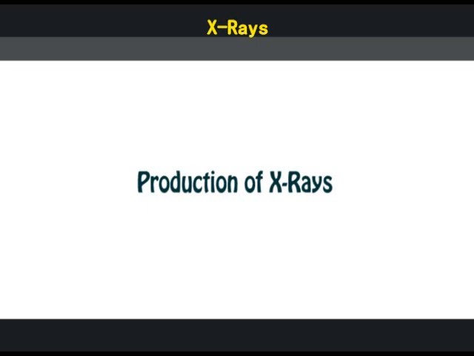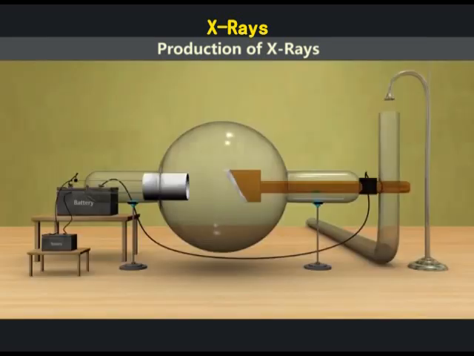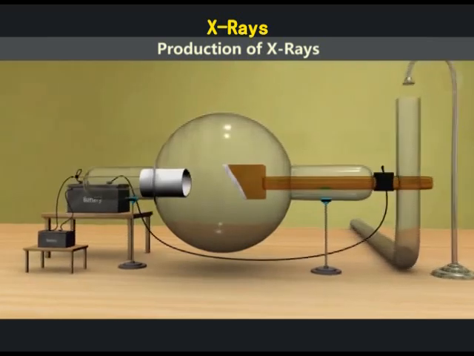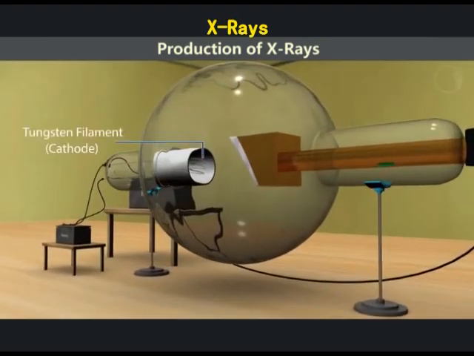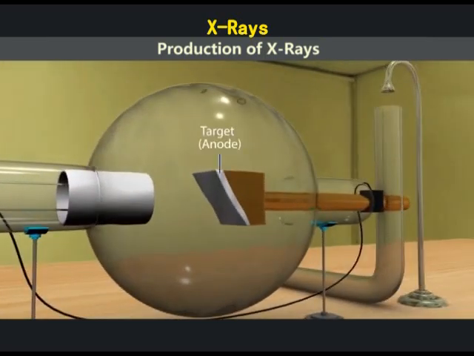In 1913, Dr. William Coolidge designed an X-ray tube for the production of X-rays. This tube is also called the Coolidge tube. It consists of a highly evacuated glass bulb containing a cathode, which is a tungsten filament, and a target, which is an anode made of a metal of high atomic weight.